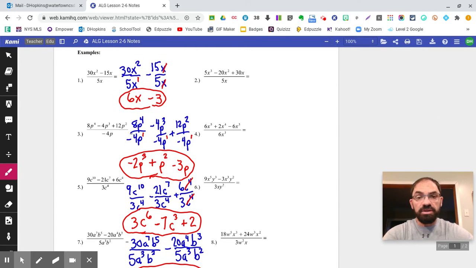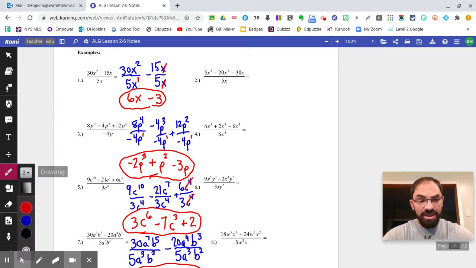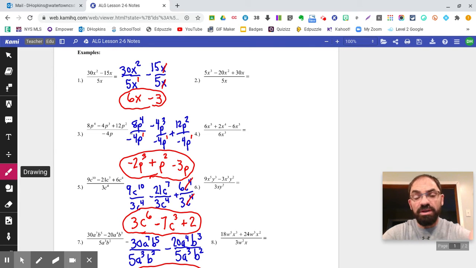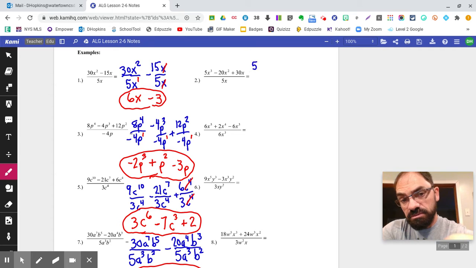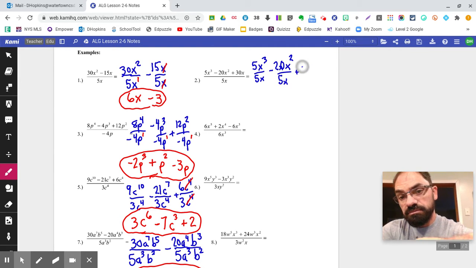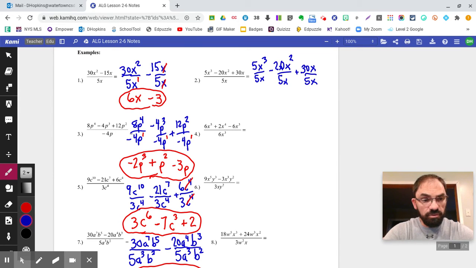So number 2, like I said, everything in the numerator is being divided by 5x. Sometimes it is easier to go ahead and write each of those pieces over what's on the denominator. So let's see here, 5x cubed over 5x minus 20x squared over 5x plus 30x over 5x. And then I can reduce. So let's see what we get.